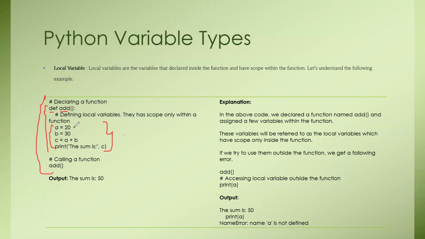So we are declaring variables a, b, and c equals a plus b, and printing the value of c. Once the function definition is done, we are going to call that function by using the function name. So when I call the function, the variables you declared within the function will be utilized and it will produce a sum of that. So local variables are the variables that are declared inside the function and have the scope within the function.